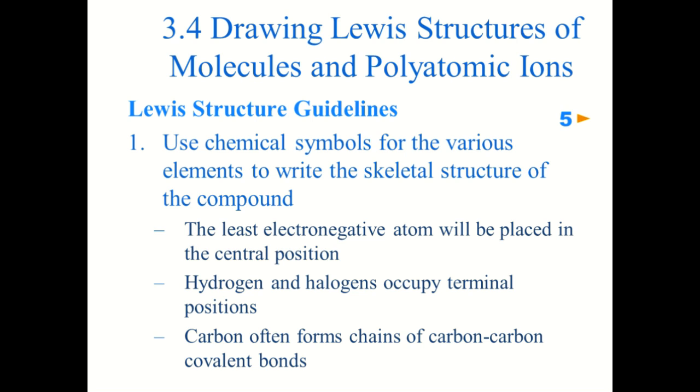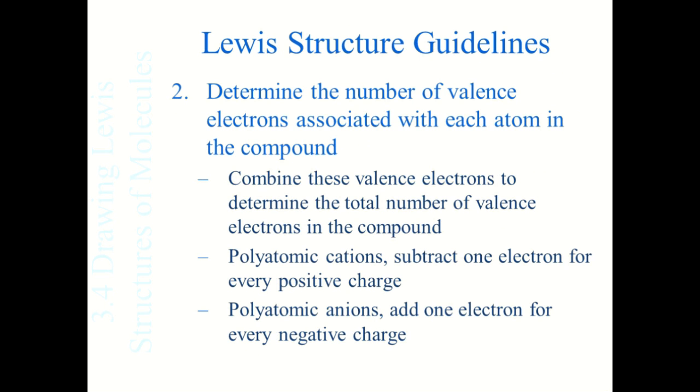Fluorine, chlorine, bromine, iodine, those are the halogens. They only have one vacancy, one electron vacancy. So they also only make a single bond. Exactly. Fluorine, chlorine, bromine, iodine. Okay? They won't be in the middle because they only make a single bond. And that's it. Now, we put the least electronegative atom in the central position. Hydrogens and halogens, if they're in your compound, will go on the outside. Carbon often forms chains. Okay, it's not going to be a big part of what we're doing.